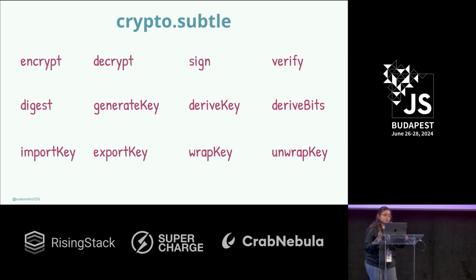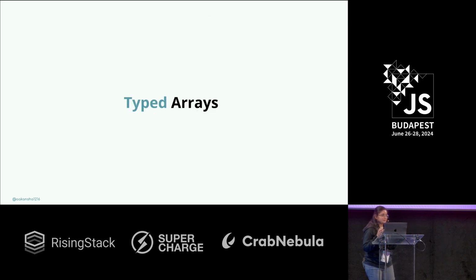And crypto.subtle has all these APIs. In my talk, I'm going to cover these APIs: encrypt, decrypt, generateKey, deriveKey, importKey, and exportKey. As I mentioned earlier, we are going to deal a lot with binary data because the input and the output of the crypto.subtle APIs is always binary data.